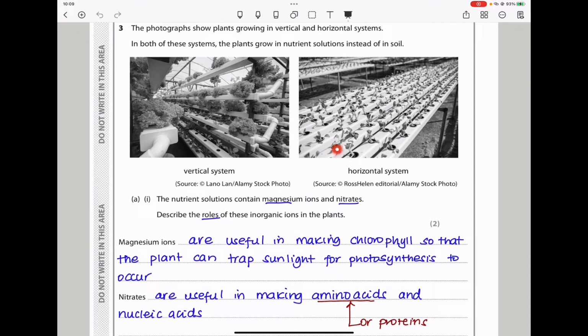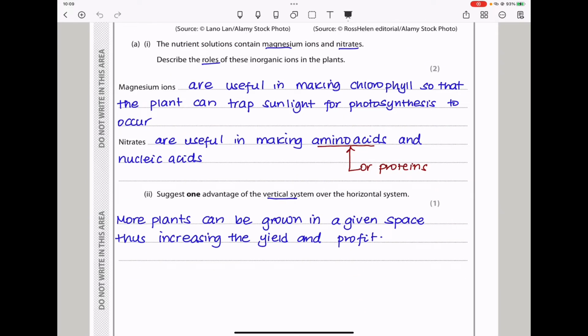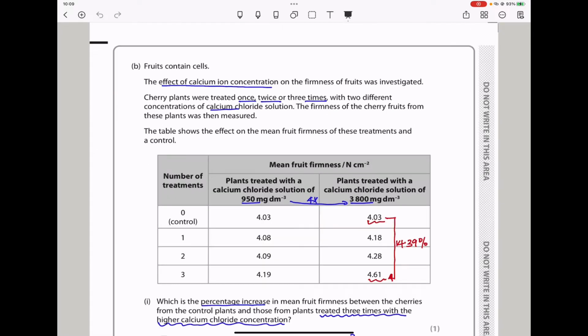As you can see, a lot of horizontal space is used here, but if they were all vertical, more plants could be grown within that small space. So I said more plants can be grown in a given space, thus increasing the yield as well as the profit. Moving on. In part B, fruits contain cells.